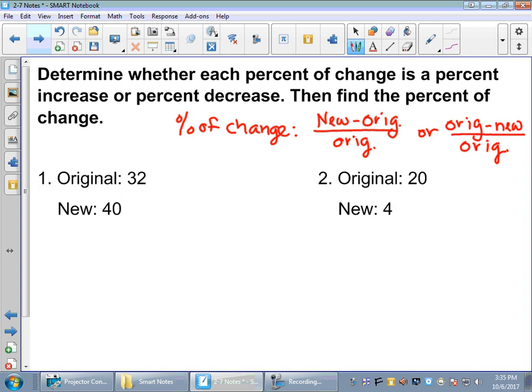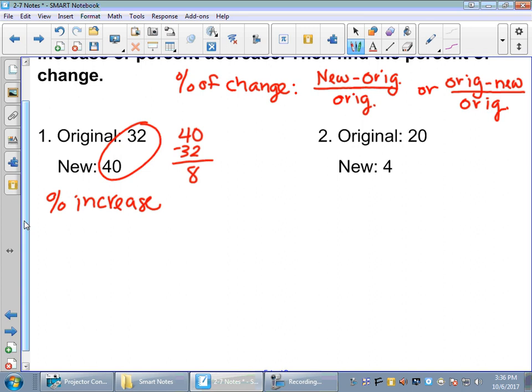So if you look at the first problem here, the original number was 32. Maybe it's students, maybe it's players, maybe it's dollars, and then now the new is 40. So we know it's a percent increase just because the new amount is greater than the original, so that's easy enough. And then the change between these two numbers, I would actually take 40 and subtract 32, and I know that the change between them is 8. And in fact, it's 8 more because of the increase. So the new amount is 8 more than the original.